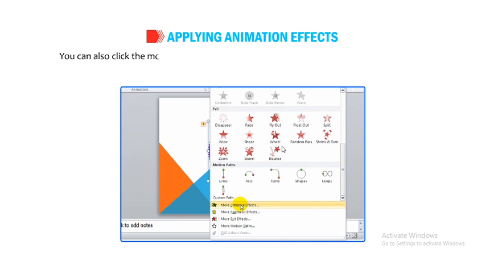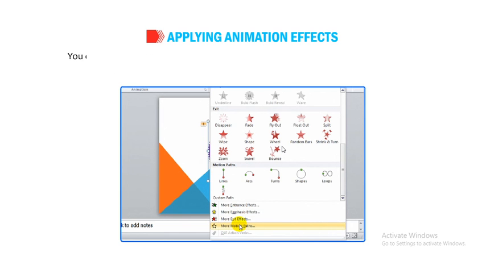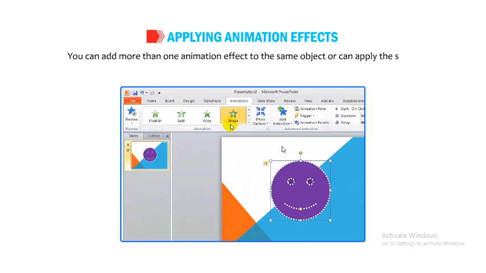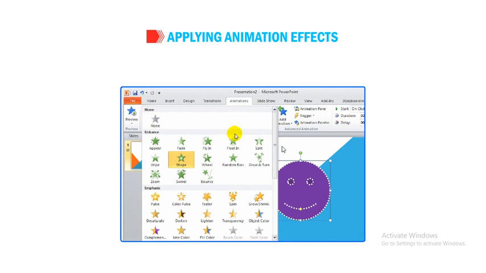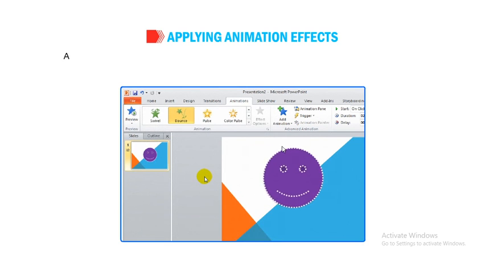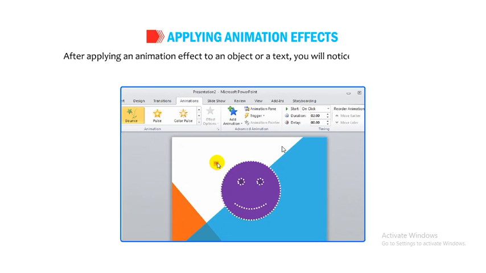You can also click the More drop-down arrow in the Animation group to select an object's animation effect. You can add more than one animation effect to the same object or can apply the same animation effect to multiple objects by using the options in the Animation group. Choose the desired animation effect from the displayed menu. After applying an animation effect to an object or a text, you will notice that a number tag appears adjacent to the object on the slide pane.